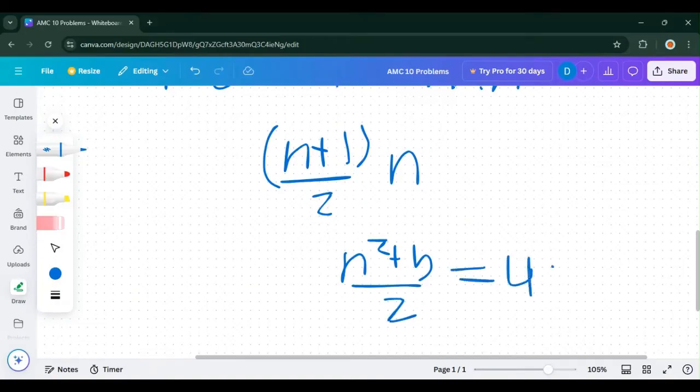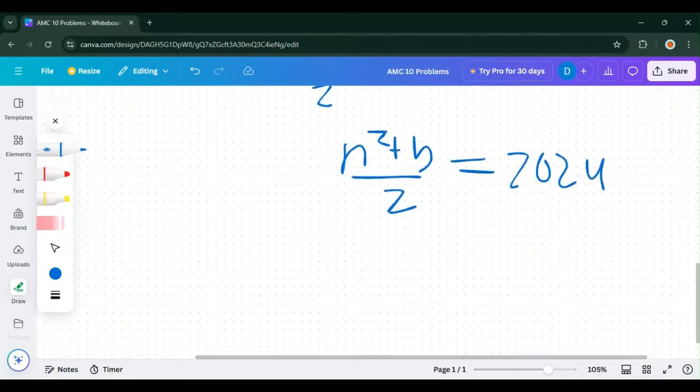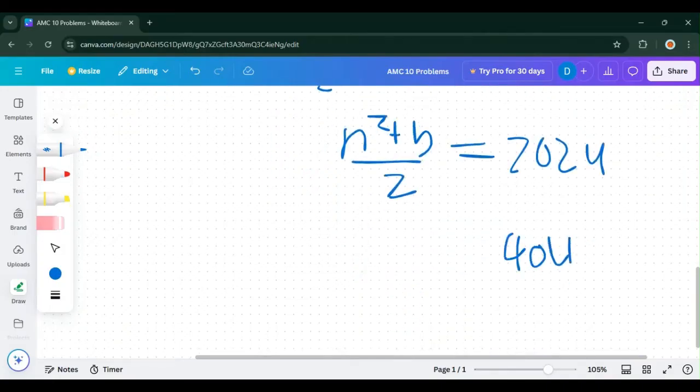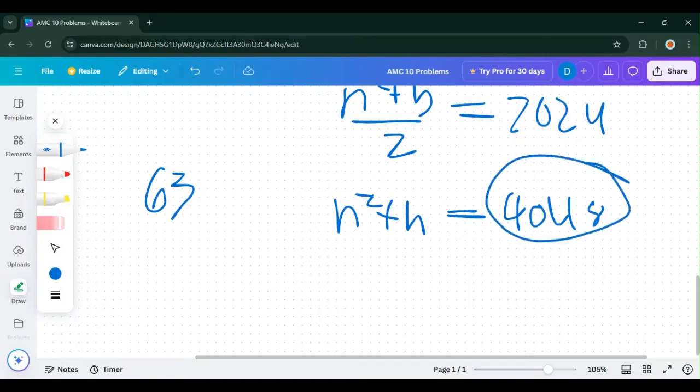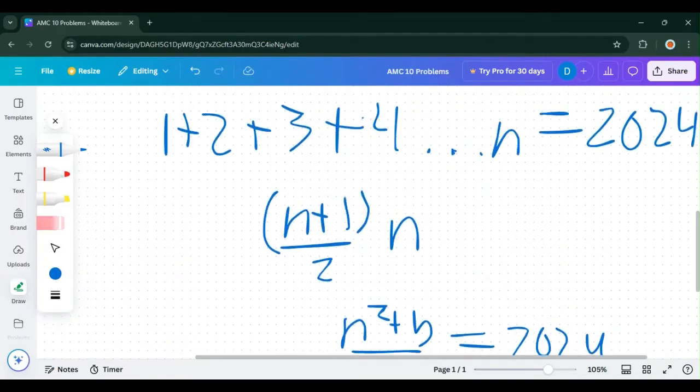It has to be around 2024. And then we find that n squared plus n has to be around 4048. And obviously you can use guess and check. It won't take that long. You'll see 60 is close, and then you'll find 63, and 63 is actually the closest, but it doesn't reach 4048, total balls put in.